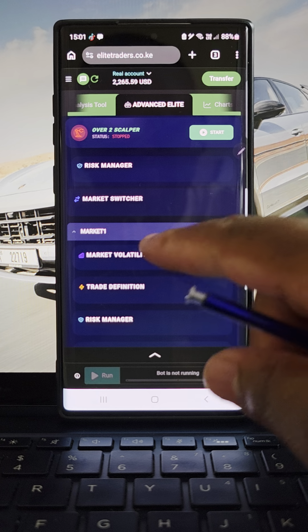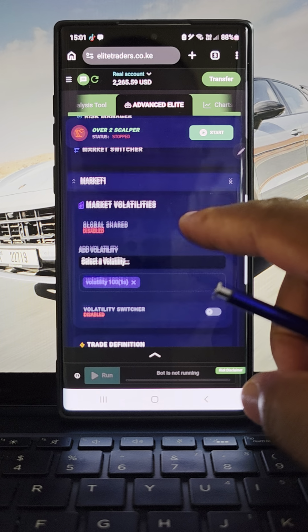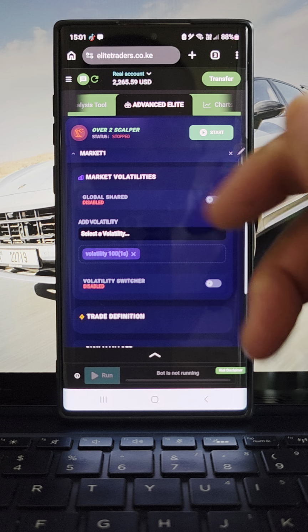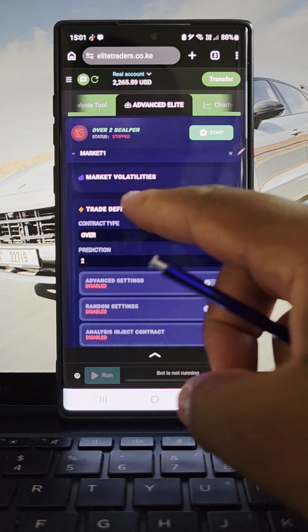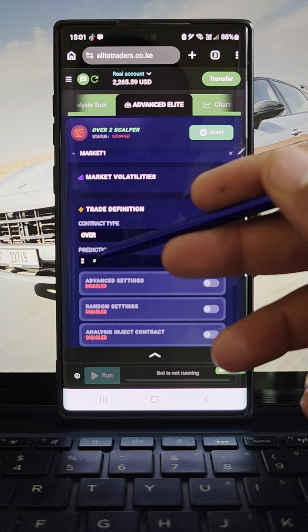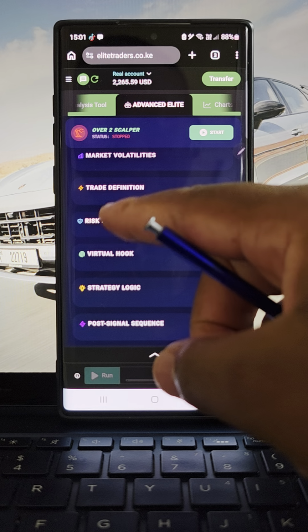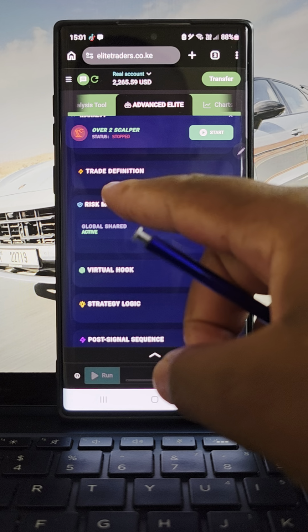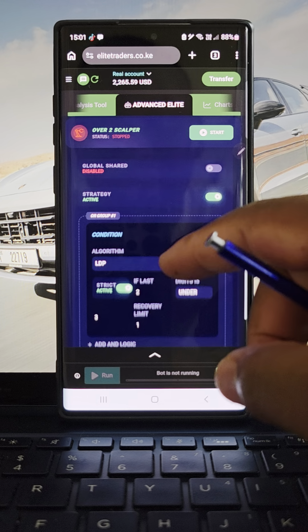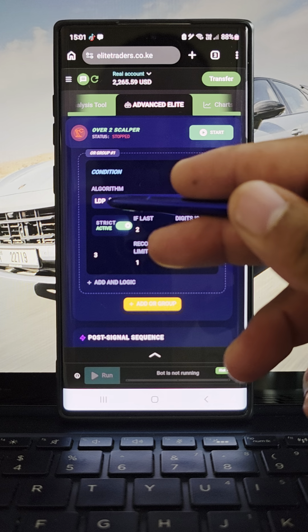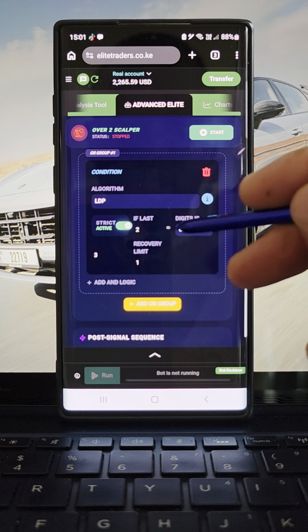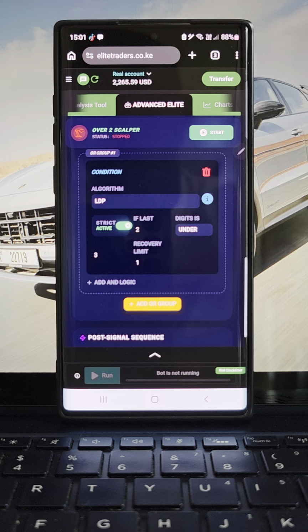If you open market 1, go to market volatilities, you can see we are on volatility 101s. Then if you go to trade definitions, you can see we are trading over 2. If you go to the strategy logic, this is the strat you're applying: if the last 2 digits are under 3, then the robot will execute a trade on over 2.